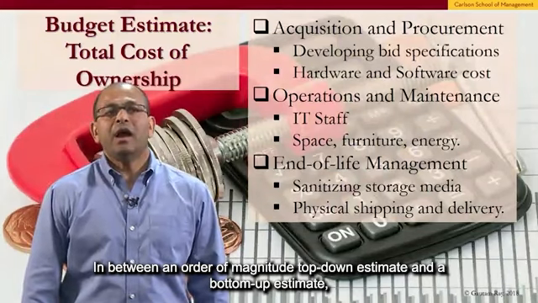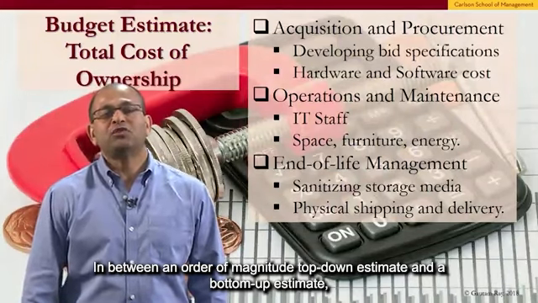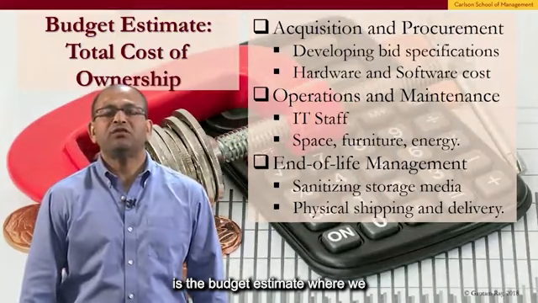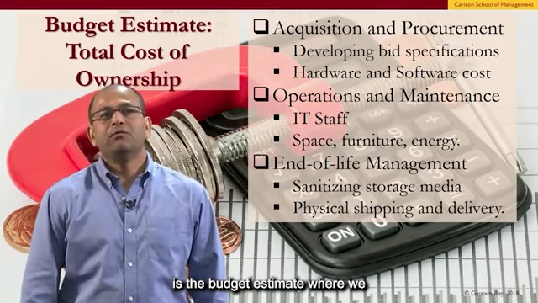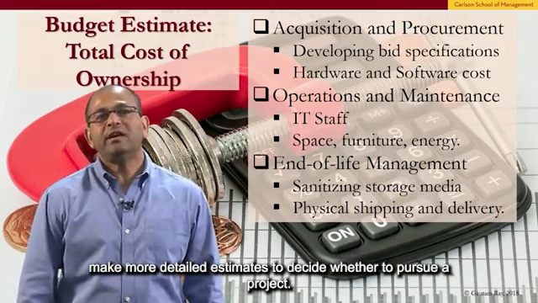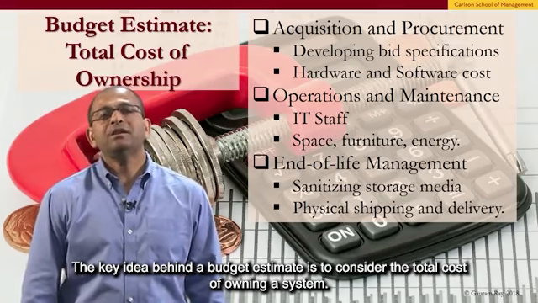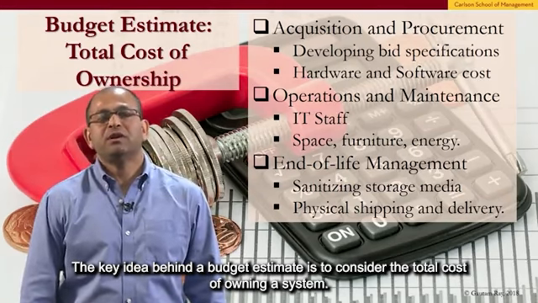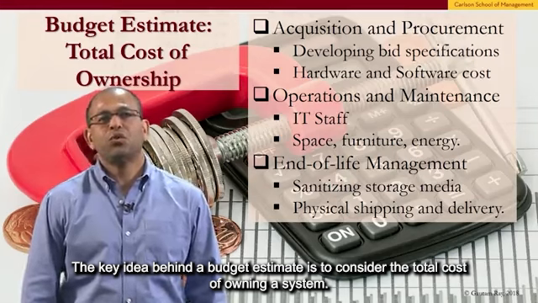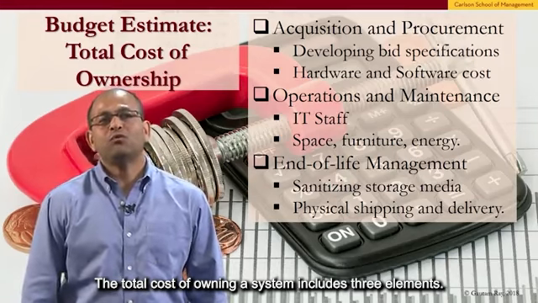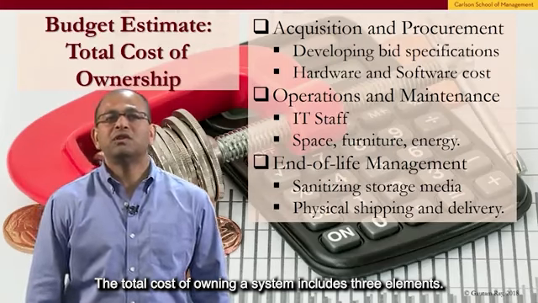In between an order of magnitude top-down estimate and a bottom-up estimate is the budget estimate, where we make more detailed estimates to decide whether to pursue a project. The key idea behind a budget estimate is to consider the total cost of owning a system. The total cost of owning a system includes three elements.